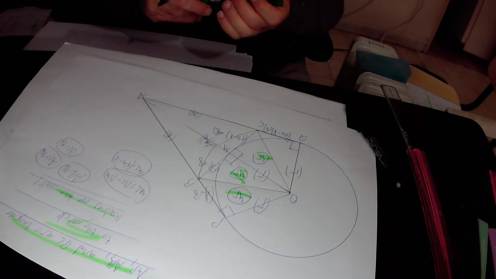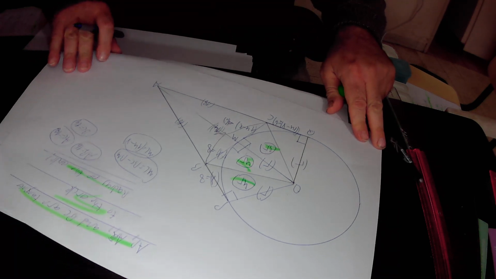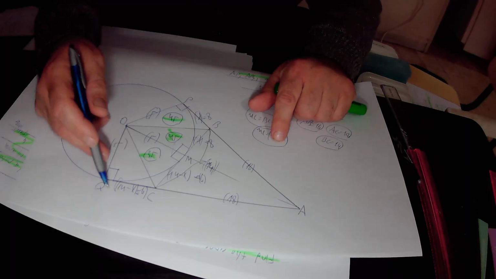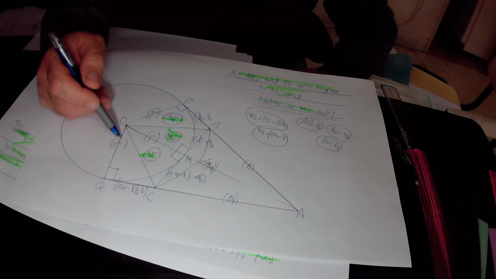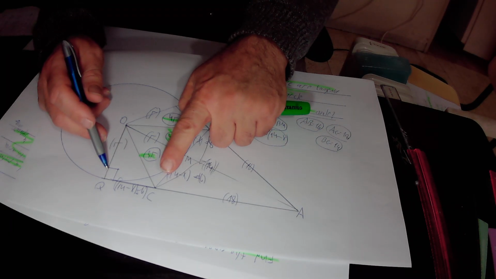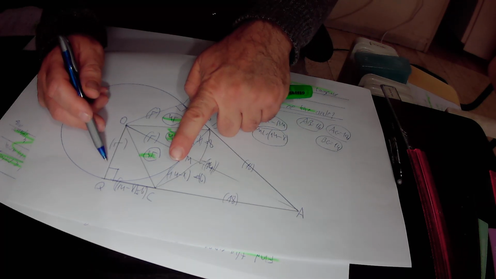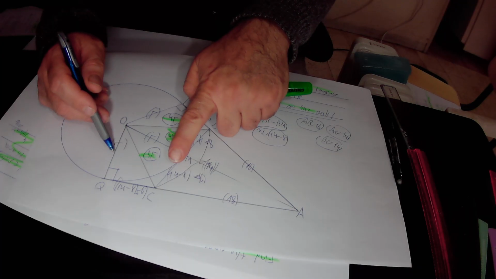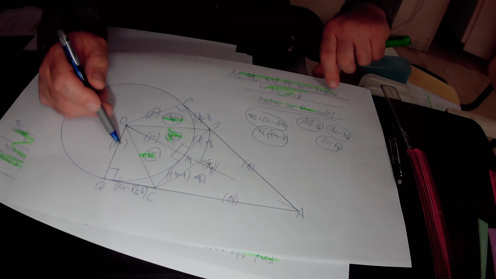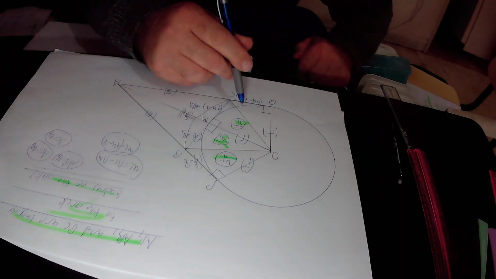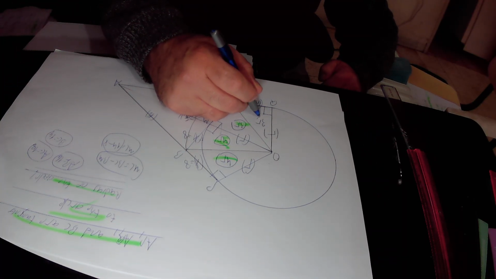And finally, what is the area of this right triangle OQC? The area of this right triangle OQC equals the base QC, that is 6, times the height QO, that is R over 2. So in total, the area of this right triangle OQC equals 6R over 2. 6R over 2 is 3R square units in its size.